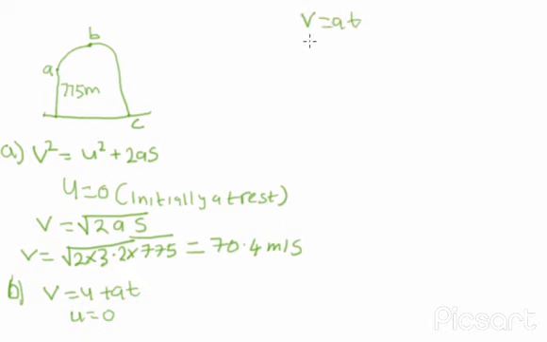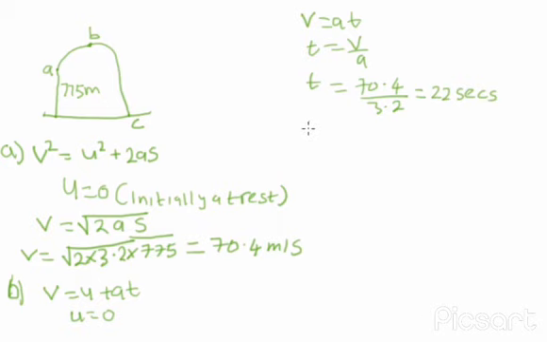Making T the subject, since time to reach point A is what we are interested in, T will be equal to V all over A. This A is the acceleration of the rocket. This other A in the diagram is point A, it is not acceleration. So please take note. So now T will be equal to 70.4 all over 3.2, which is equal to 22 seconds. So that is the time it takes to reach point A.